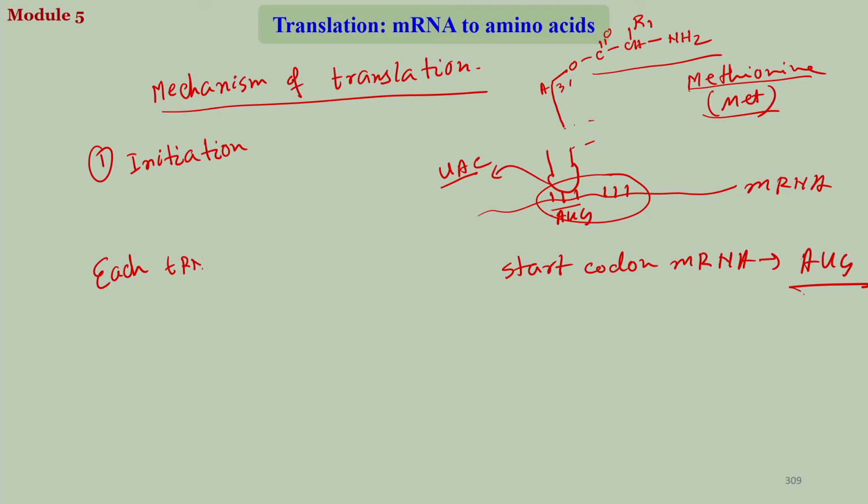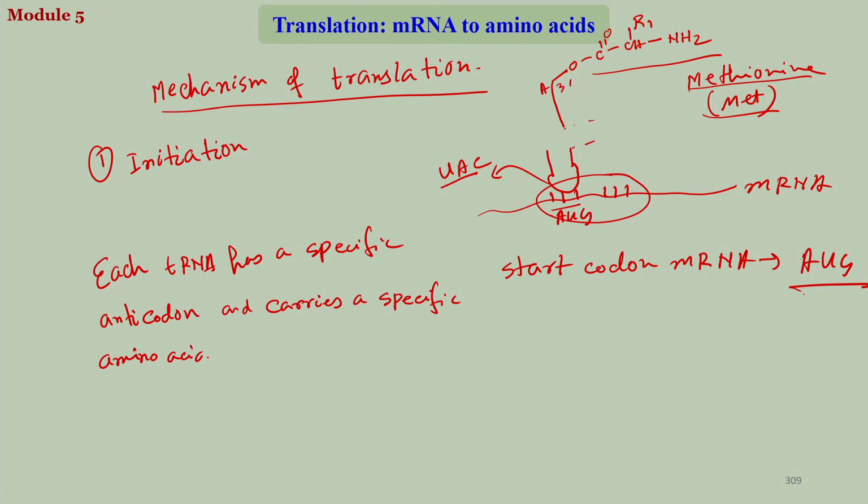Each tRNA has a specific anticodon and carries a specific amino acid at the 3' end. So, that is the identity of a tRNA. It should have a specific anticodon and it should bear a distinct amino acid, that is all.